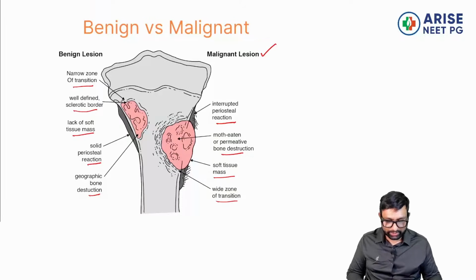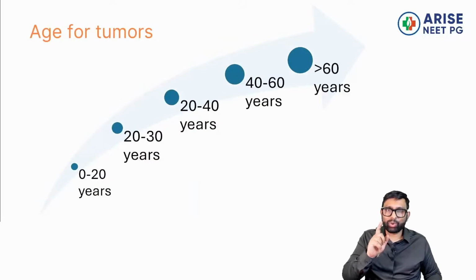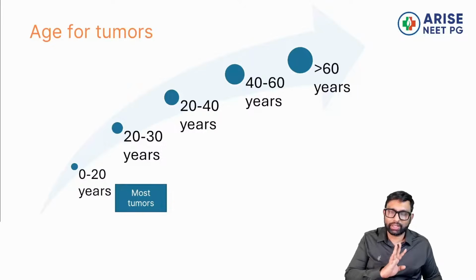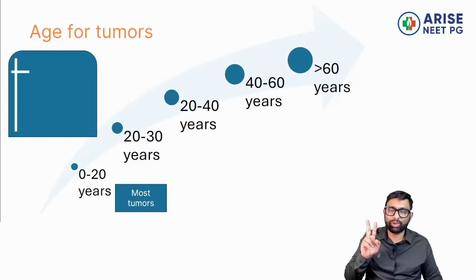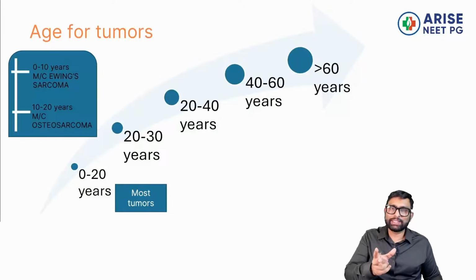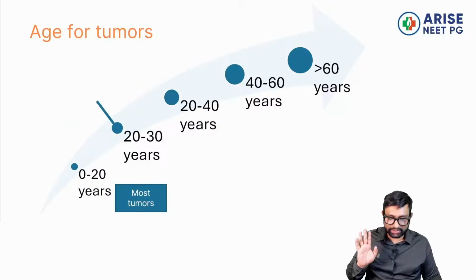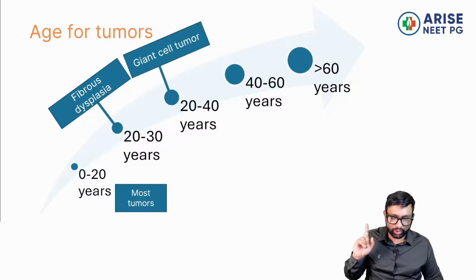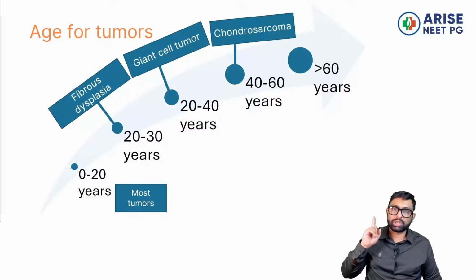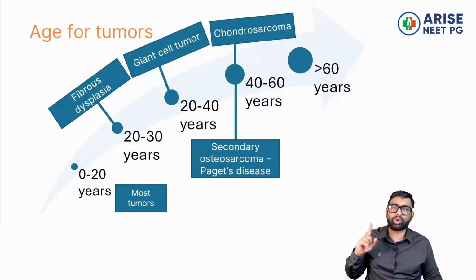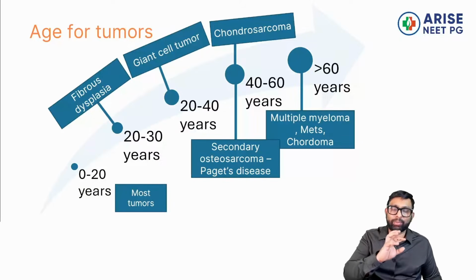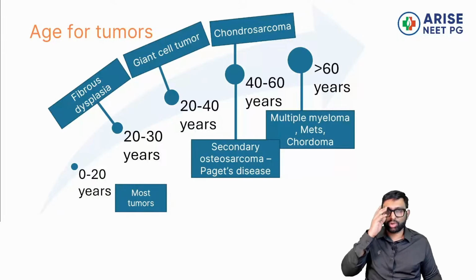Let's understand more things. Next is the age. So in 0 to 20 years, most of the tumors are present. More commonly, you have Ewing sarcoma and osteosarcoma. Ewing sarcoma is seen more commonly in 0 to 10 years, but can be seen up to 20 years. In 10 to 20 years, more commonly you see osteosarcoma. 20 to 30 years, this is when we see fibrous dysplasia. 20 to 40 you see giant cell tumor, 40 to 60 you see chondrosarcoma or secondary osteosarcoma, and after 60 years you see multiple myeloma, metastasis and chordoma.